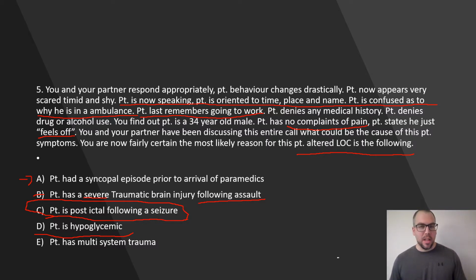Well, he certainly has no physical indications of that, right? And it says right here he has no pain. It's pretty hard to have multi-system trauma and not have pain. Probably a complete impossibility. So let's entertain it, just for fun. Okay? So we really only got rid of one thing so far, which is B.